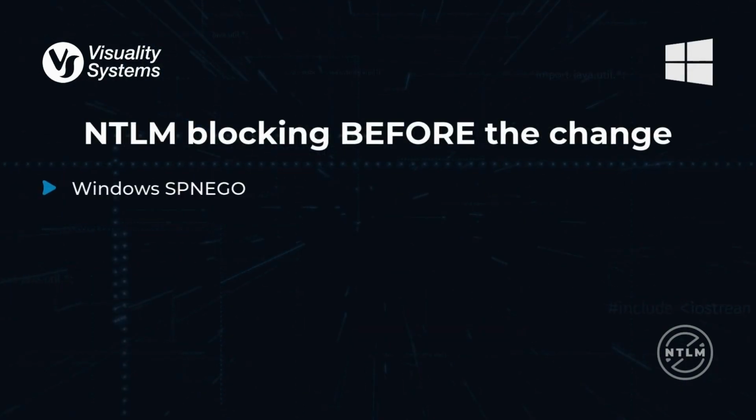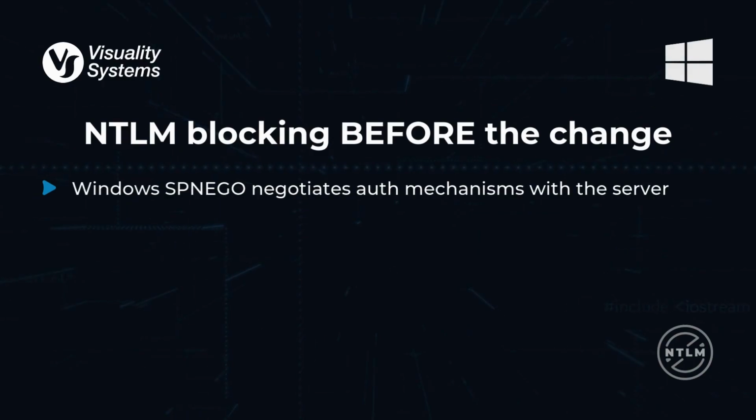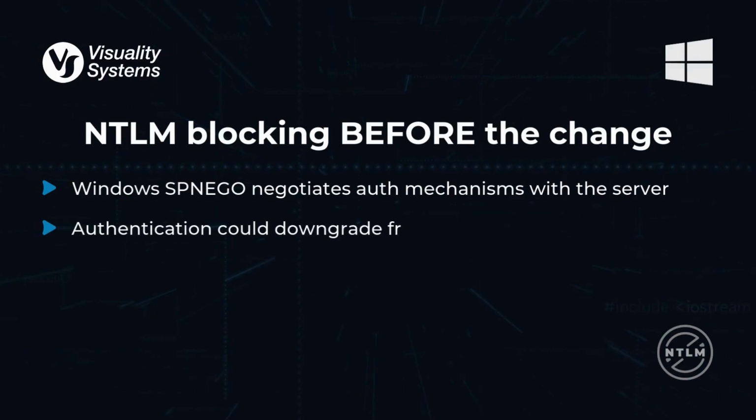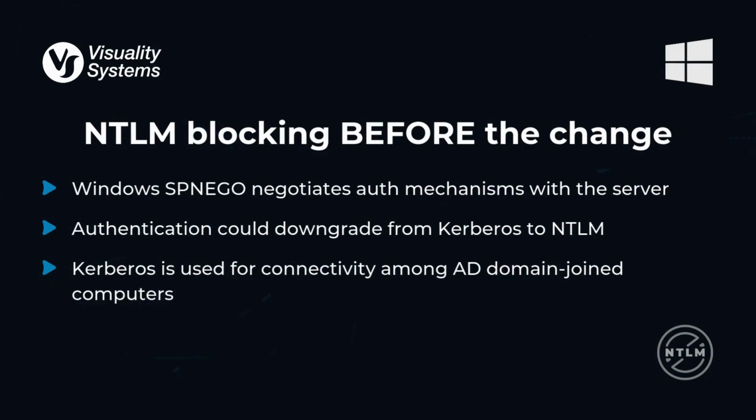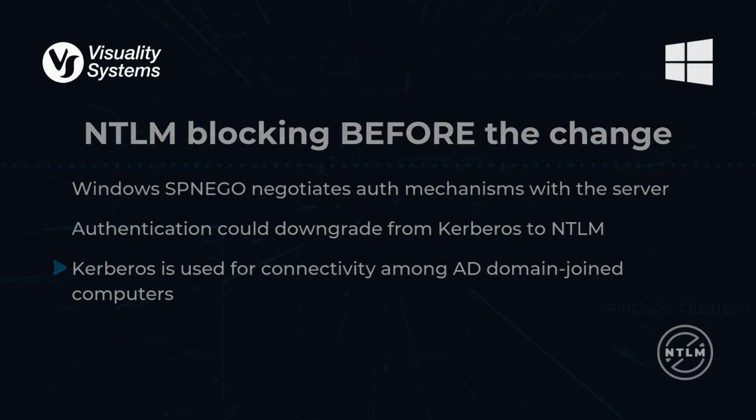Before NTLM blocking, Windows used the SPNEGO protocol to negotiate between different authentication mechanisms, including Kerberos and NTLM, depending on the server and client setup. In some cases, this negotiation could result in a downgrade from Kerberos to NTLM, which weakened the overall security. However, for Active Directory domain-joined computers, Kerberos was still the default method for authentication and connectivity, while an option to disable NTLM was added with Windows Server 2008.